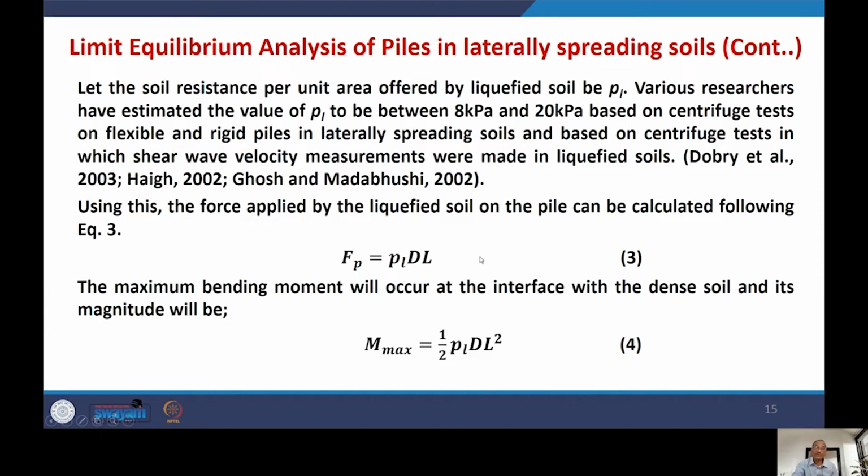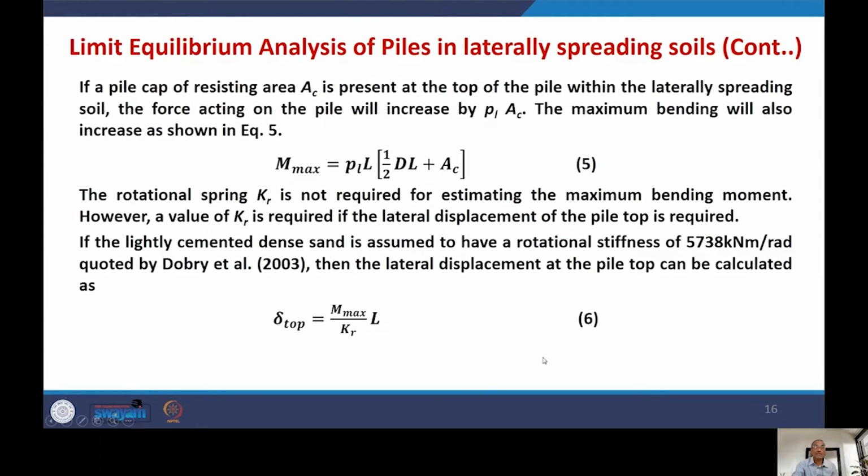Once you can find the force applied as well as the bending moment. Next, suppose a pile cap of resisting area A subscript C is present at the top of the pile within the laterally spreading soil. In that case, the force acting on the pile will increase by the amount PL into AC, and this will lead to an additional bending moment of PL into AC multiplied by L.